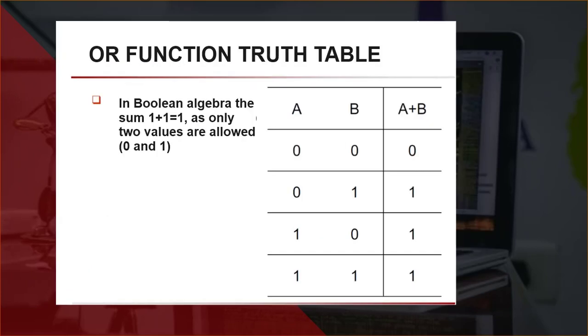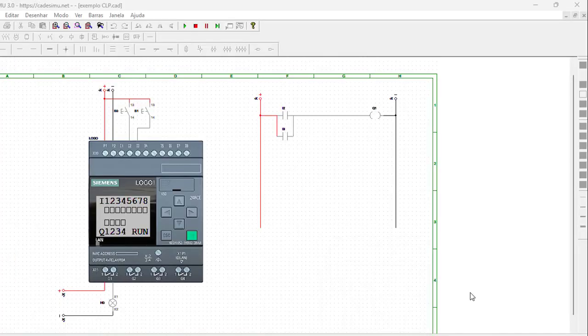In the truth table we have the Boolean sum being performed through the OR function, where we can observe the 4 possible situations: 0 plus 0 equals 0, 0 plus 1 equals 1, 1 plus 0 equals 1, and 1 plus 1 is equal to 1. In this example we have a representation of the OR function.